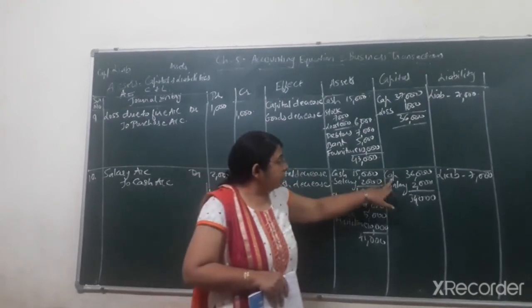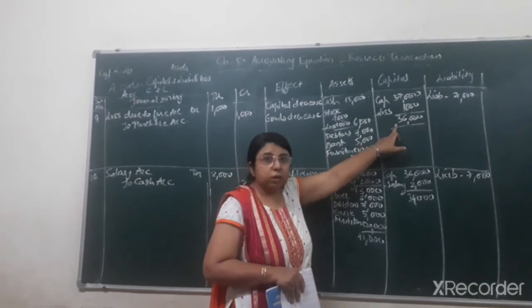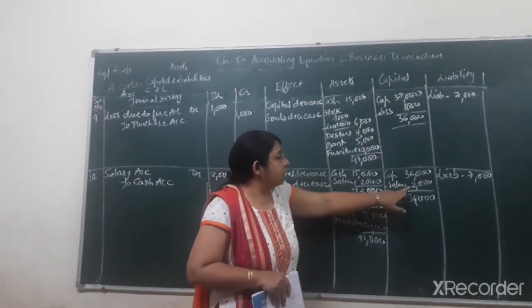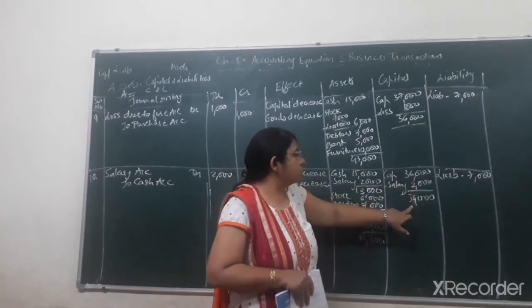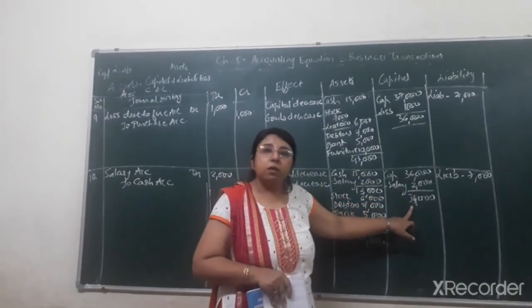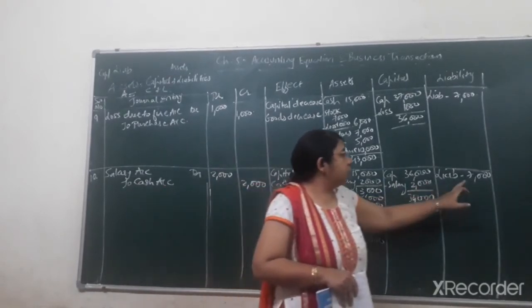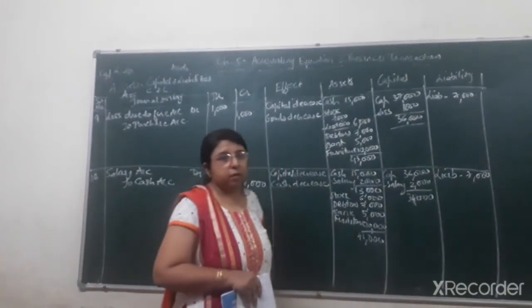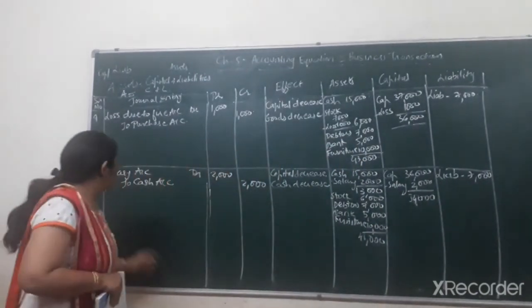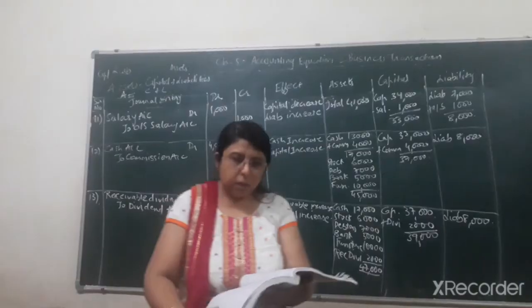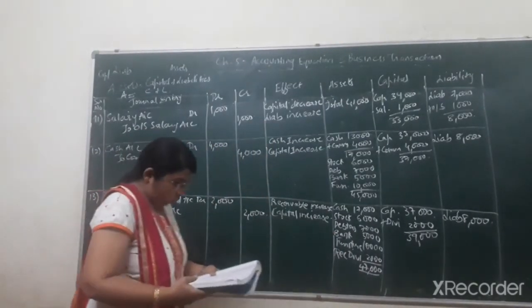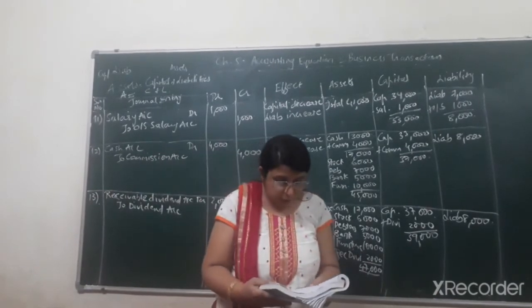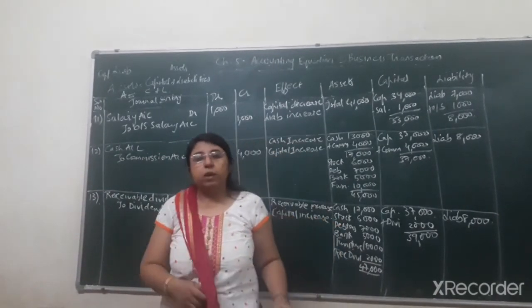And in case of capital, the previous balance was 36,000. Now due to salary payment, the balance will be reduced by 2,000. So 36,000 minus 2,000, the new balance of capital would be 34,000. And liability will be as it is, that is 7,000. So we have completed the 10th transaction. Now let us move on with the 11th transaction. Salary outstanding is rupees 1,000.